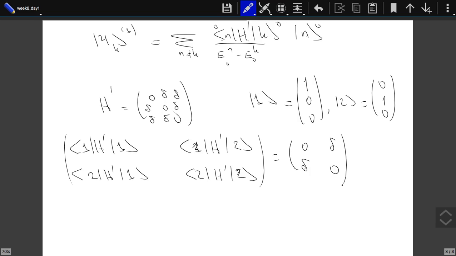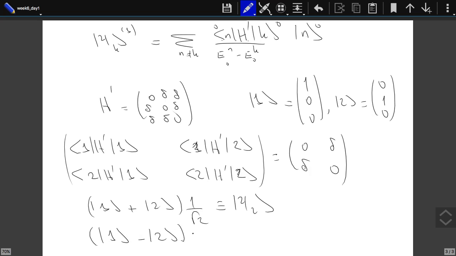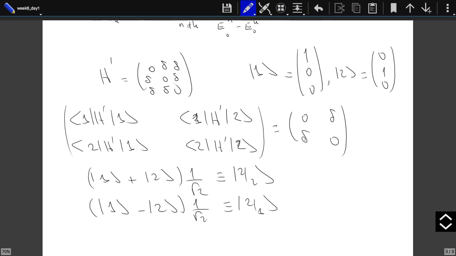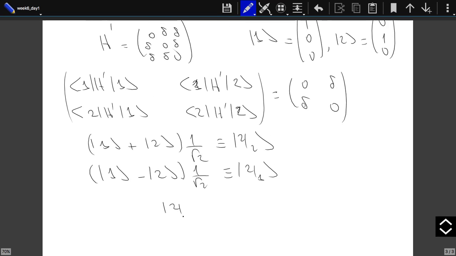This tells me that instead of 1 and 2, I work with 1 plus 2, times 1 over square root of 2, which we called psi 2, and 1 minus 2, times 1 over square root of 2, which we call psi 1. Now for these states, psi 1, H prime, psi 2 is equal to 0.